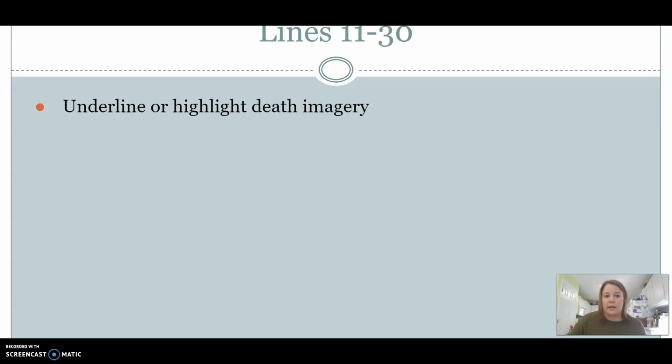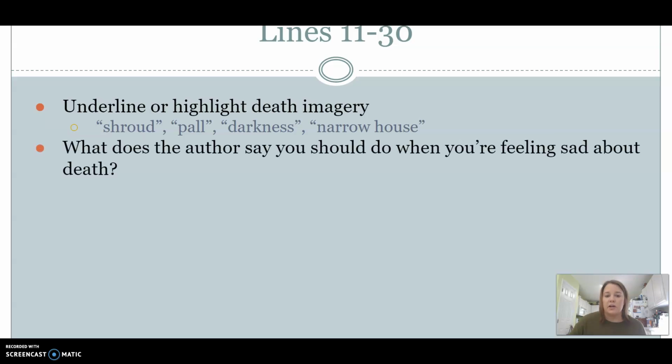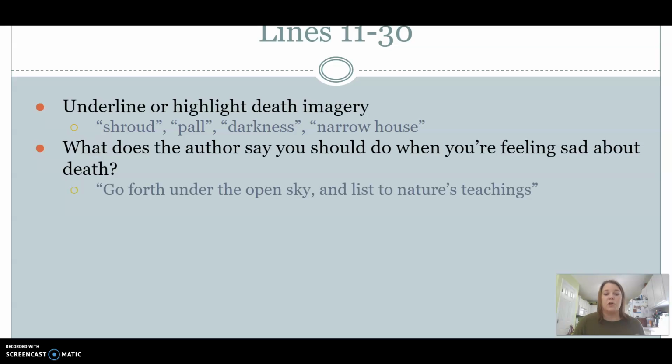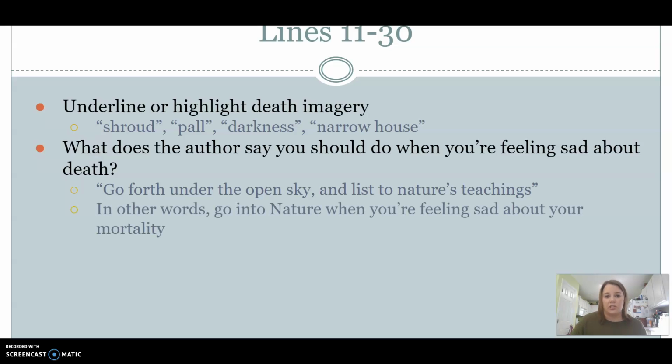He starts by giving us lots of death imagery. So we see in line 11, stern agony and shroud and pall, darkness, narrow house. So when you start thinking about all of these dark death images, what should you do when you feel sad about this? You should go forth under the open sky and list to nature's teachings. Listen to nature. So go into nature when you're feeling sad about your mortality.